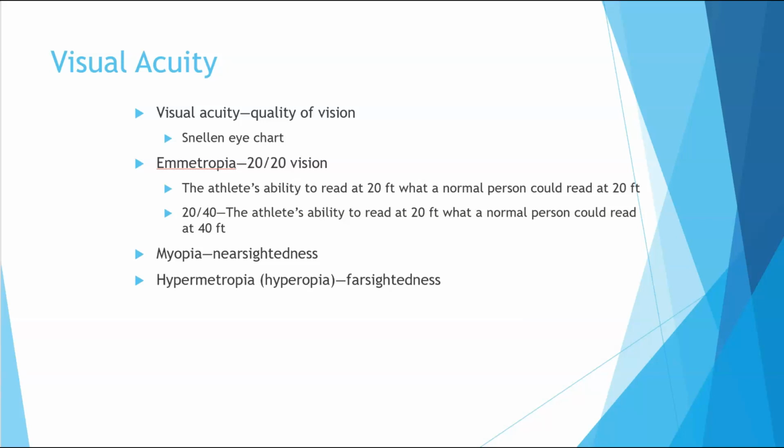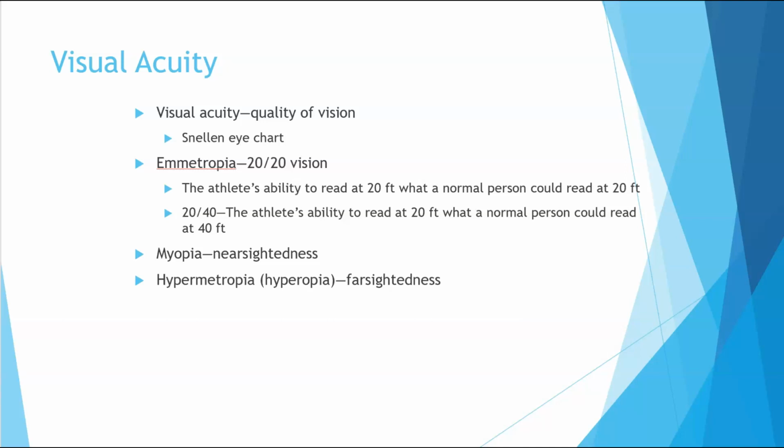Okay. So emmetropia is basically 20 out of 20 vision. That's perfect. That's what we want ideally. It's for the ability for a person to read 20 feet from what a normal person should be able to read at 20 feet. Okay. If maybe their vision isn't as good, you might have 20 over 40, where the athlete's ability to read at 20 foot what a normal person could read at 40 foot.